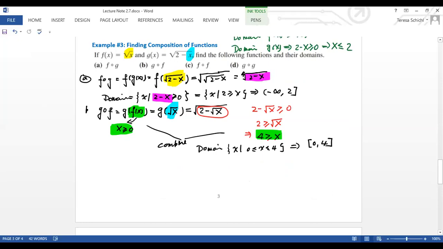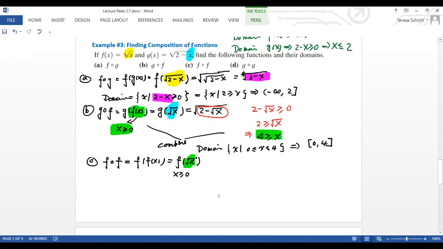So this is the B, and this is the C here. Let's see f composed with f. So that means f(f(x)). The first thing: what is f(x) here? It's the square root of x, right? So for this one, the domain is greater than or equal to 0, correct? So this is greater than or equal to 0.